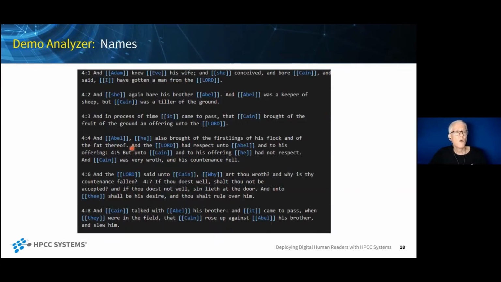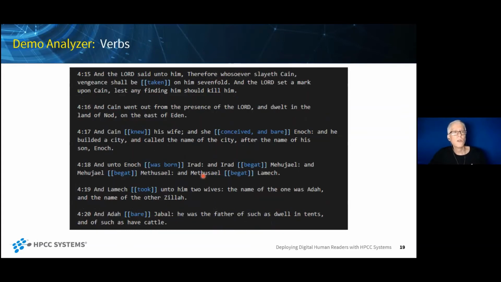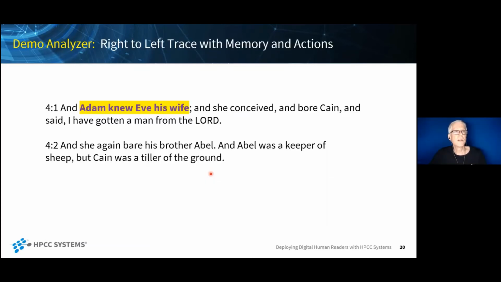We do that. We then identify what our names are. Again, I'm not going to get into how we do that, but we write code to do that. It's very easy to do. We look at the verbs: taken, knew, conceived and bear, was born, begat, you see there, took, bore, like bear, and those things are identified. And we're going to trace through left to right using memory and actions.